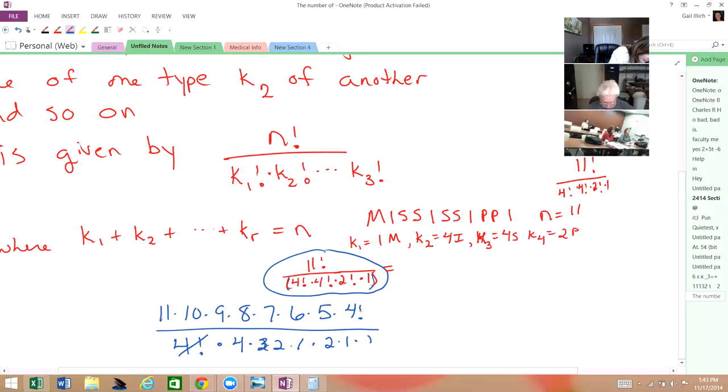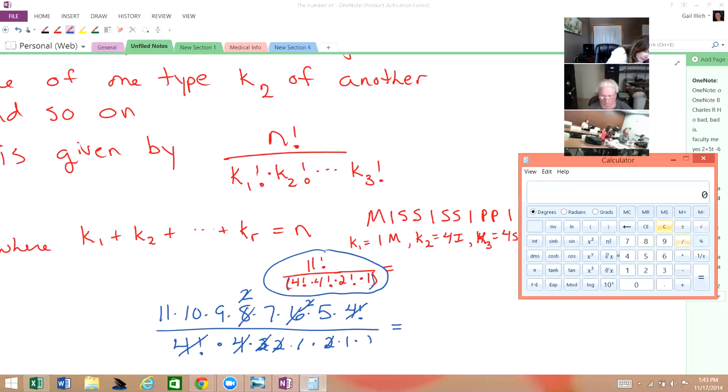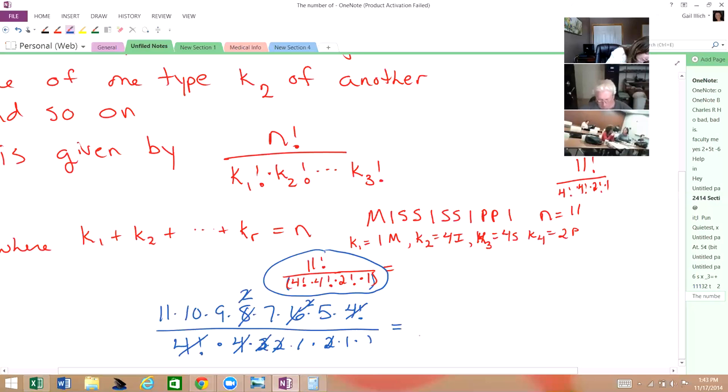So this 4 factorial cancels with that. And then you can just do a process of reducing. 4 goes into 8 2 times, 3 goes into 6 2 times, and the 2 can cancel with that 2, and this 2 can cancel with that 2. So you end up having just 11 times 10 times 9 times 7 times 5, which is 34,650. Is this right? Yes.